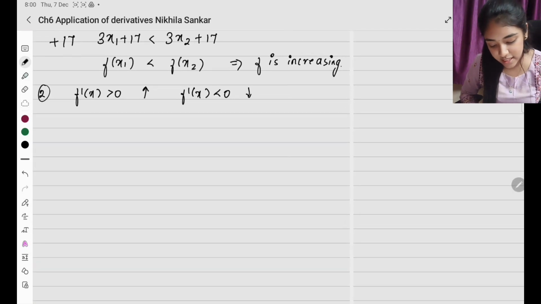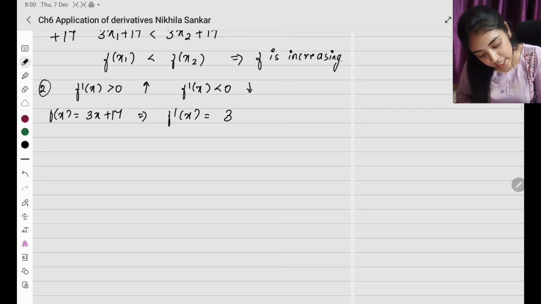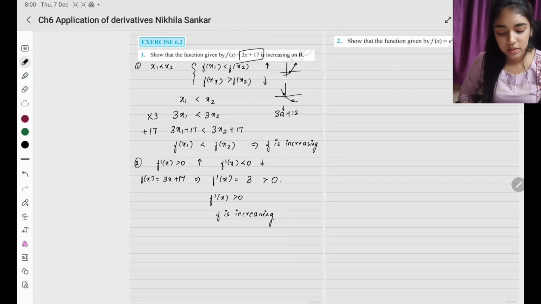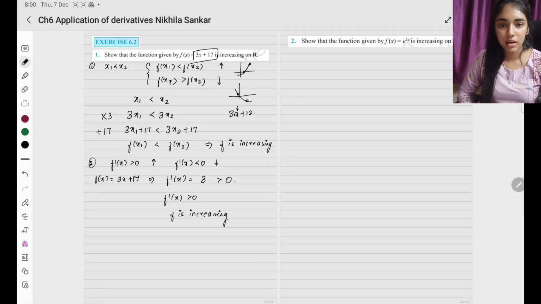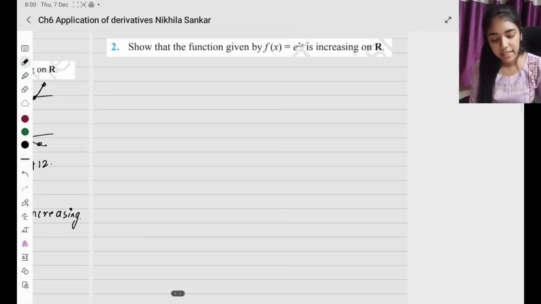What is my f of x? 3x plus 17. So f of x equals 3x plus 17. I have f dash of x, when I differentiate, it is going to be 3. And I see that 3 is a value that is greater than 0. So from this, I have f dash of x is greater than 0, which means the function is increasing. So this is a much easier method to do, but edavadhu variable find a அந்த மாதிரிலாம் கொடுத்தாங்கன்னா first method use பண்ணுங்க.